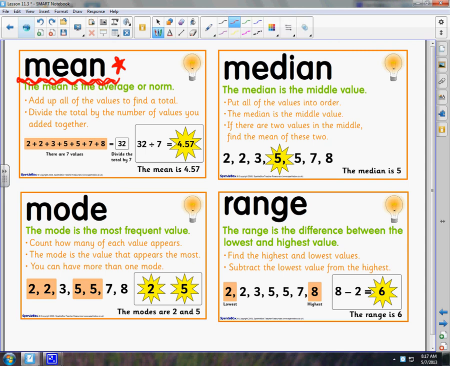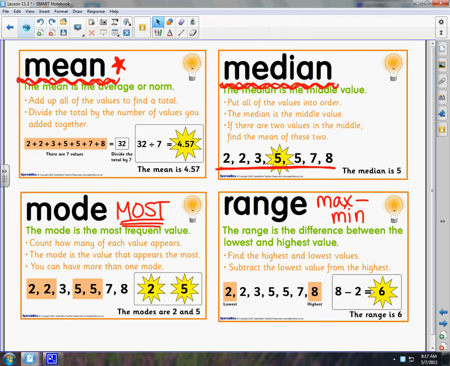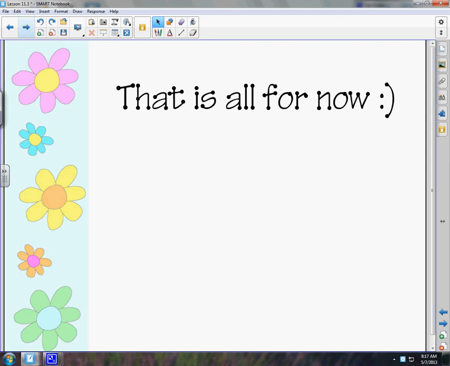So median, and you have to try and do memory tricks with these or else you're never going to remember them. Median is the middle. Medium is the middle. I kind of try to just think of that. It's the middle value when they're listed in order. They have to be put in order. And then mode is most. And range is the max minus the min. So make sure you have those in your notes. All right, that is it for your notes.